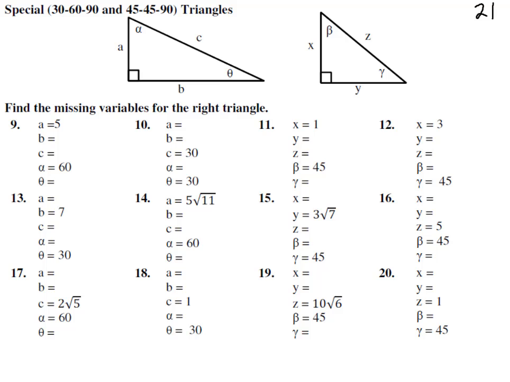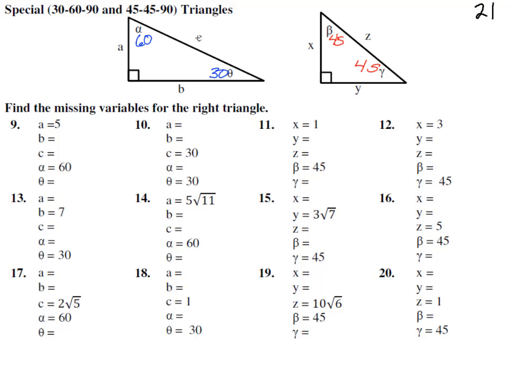Here we are on page 21 with special triangles, numbers 9 through 20. Special 30, 60, 90: we're always going to do a 30, a 60, and a 90 on these triangles, on the A, B, and the C. And the 45, 45, 90 triangles are going to be 45 degrees here, 45 degrees down here, and then the X and the Y and the Z.